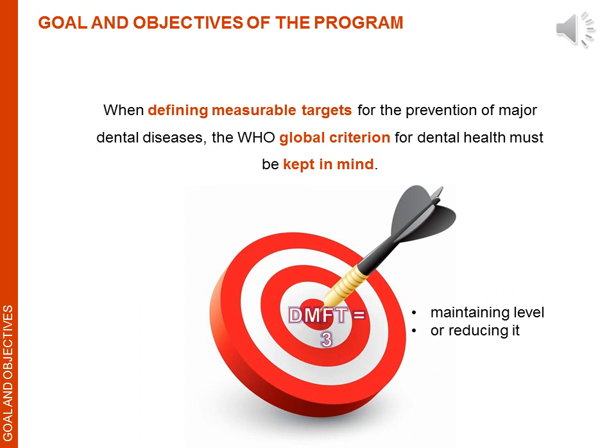When defining measurable targets for the prevention of major dental diseases, the World Health Organization global criterion for dental health must be kept in mind. Based on the situation when, on a national scale, the average DMFT index of 12-year-old children roughly corresponds to the global criterion for dental health, the program can be aimed at maintaining the current level or reducing it.